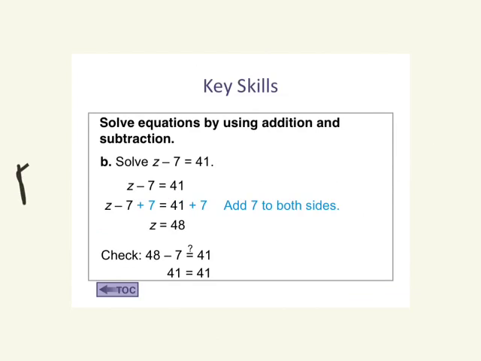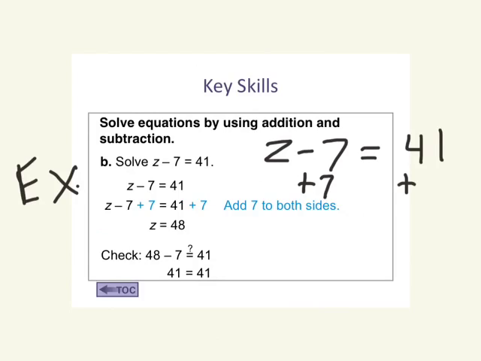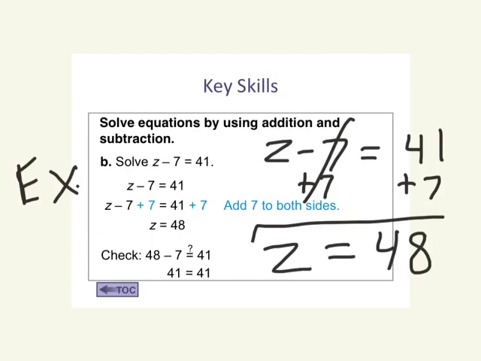All right, next example, z minus 7 is equal to 41. Once again, to solve the equation, I want to get z by itself. So to get z by itself, I have to get rid of this minus 7. To get rid of the minus 7, I do the opposite. I add 7 to both sides. That leaves me with my variable isolated, and 41 plus 7 is 48. So to solve an equation, you isolate the variable, and to get the variable by itself, you do the opposite operation, inverse operations.